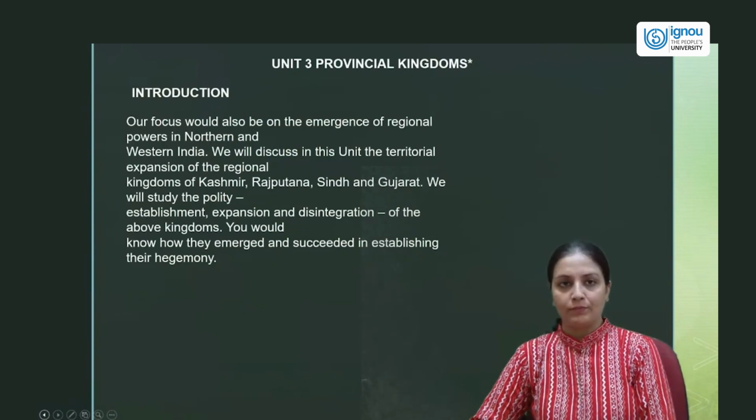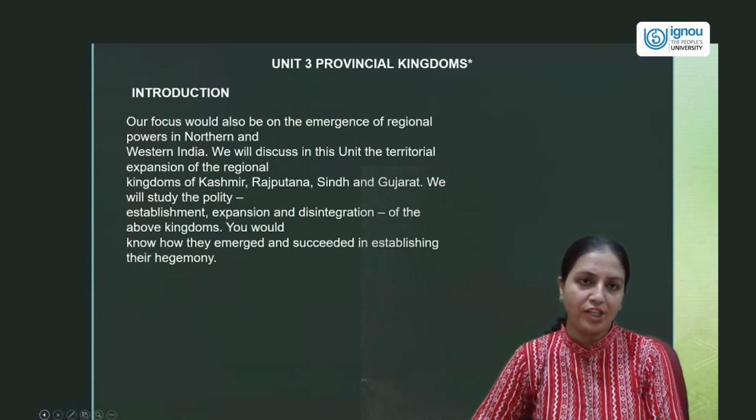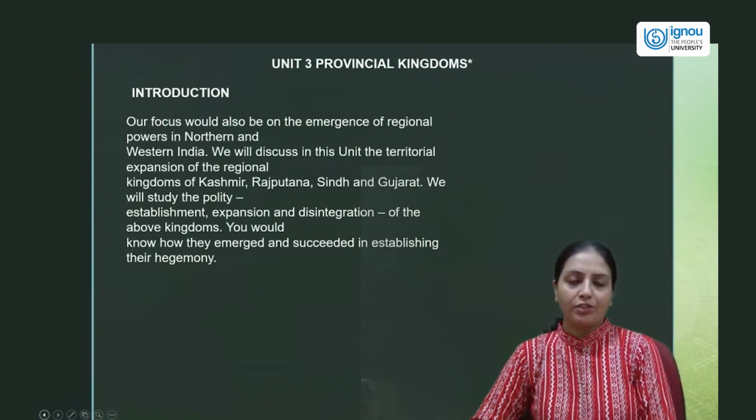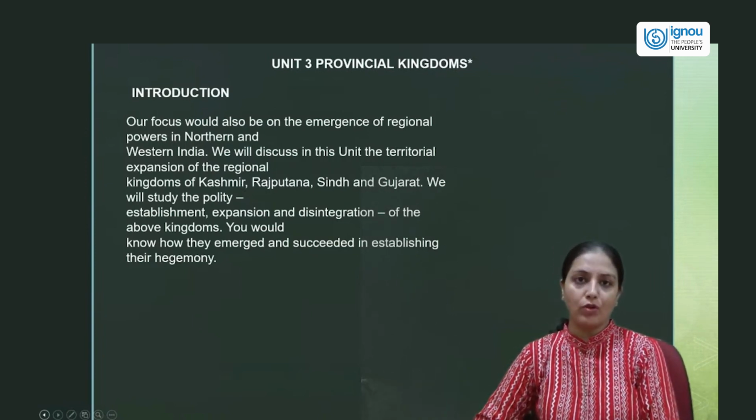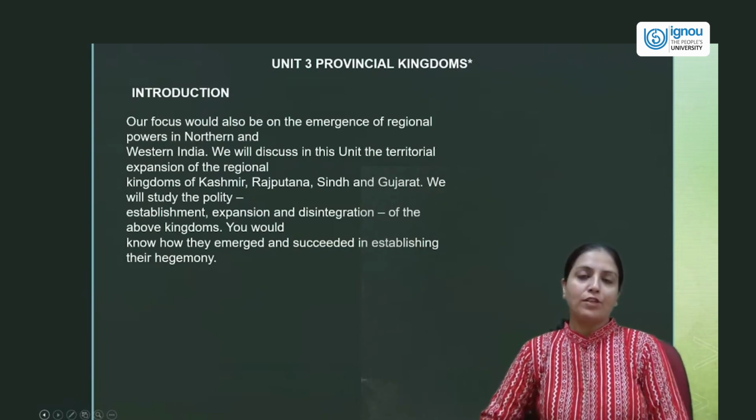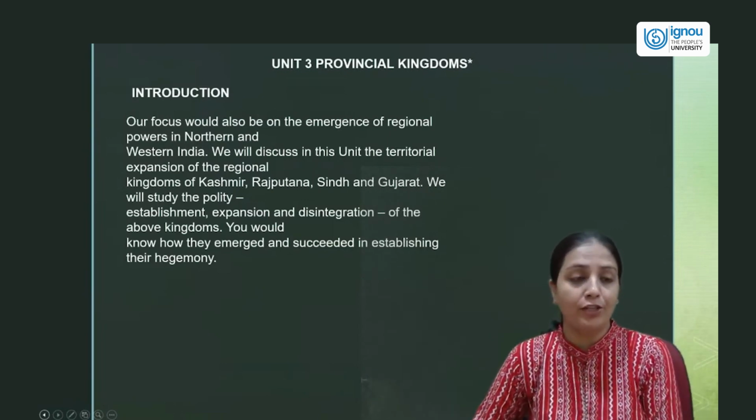Today we will cover Unit 3 and 4. In Unit 3, we will study about provincial kingdoms. Provincial kingdoms means the kingdoms of that particular area. First of all, we are going to start with the introduction.